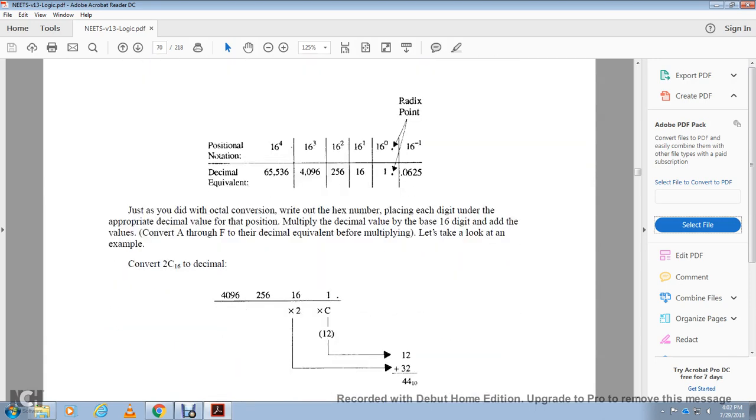To convert an octal or hex number to decimal, you must take the digit for each position, multiply it by the position's base value, and use the decimal values of A through F for the hex letters. Let's take a look at an example.